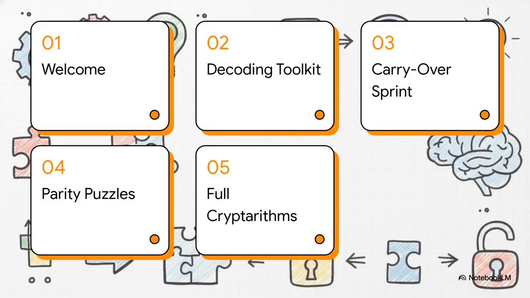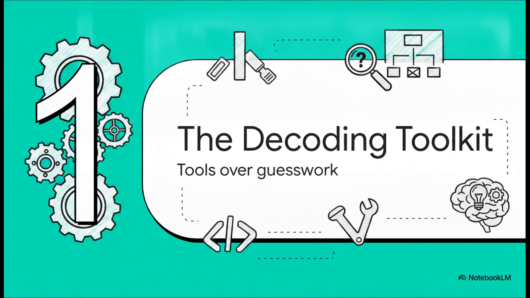Here's our roadmap for today. We're starting with our Welcome to Digit Decoders. Then we'll build out the core decoding toolkit, run through the Level 1 carryover sprint, tackle Level 2 parity puzzles, and finally wrap up by mastering full cryptorhythms. Let's move right into Section 2, the core decoding toolkit.